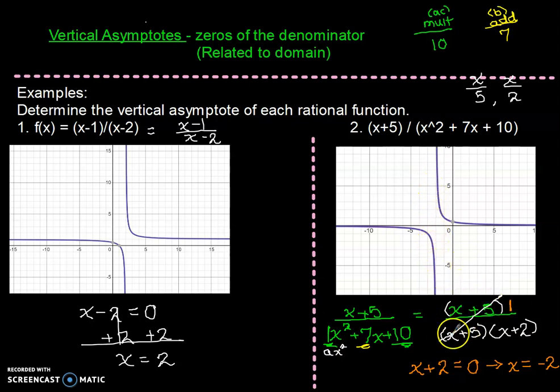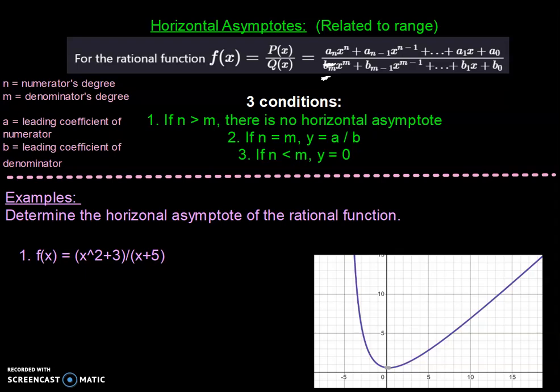What happens here is there's a hole in the graph. Nothing you have to worry about now. You may have remembered it from Algebra 2, but just noting, if you can simplify it before finding the vertical asymptote, just make sure you're aware of it. Okay, moving on to horizontal asymptotes.